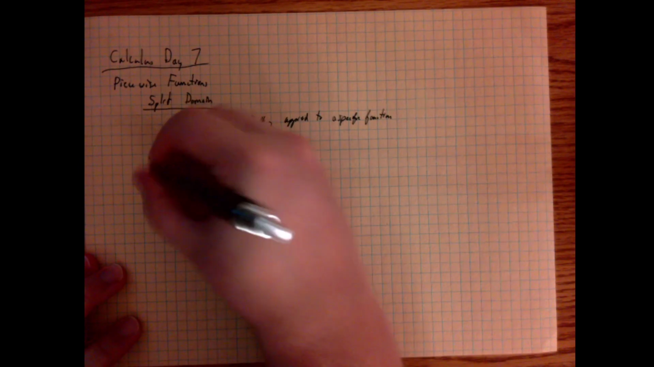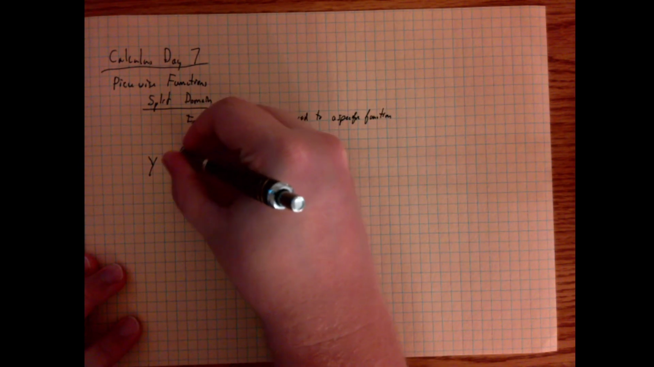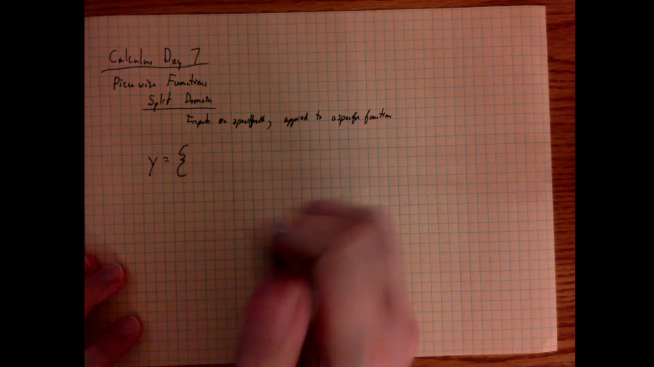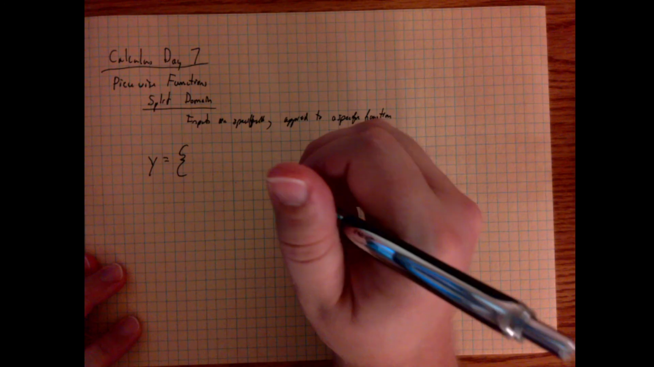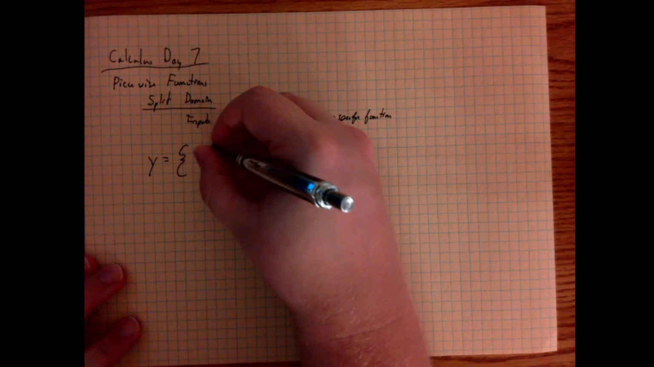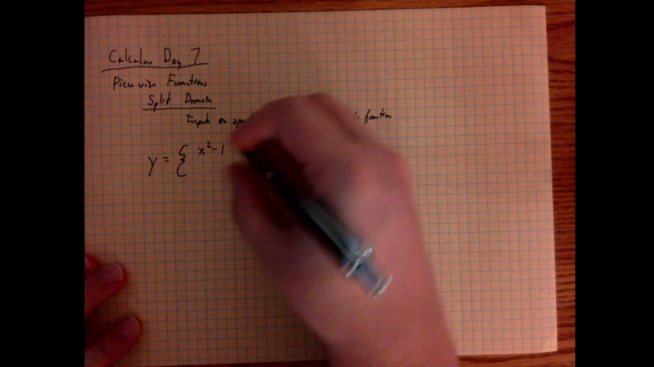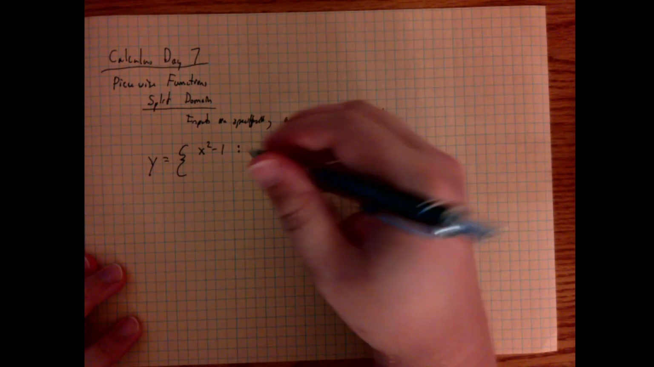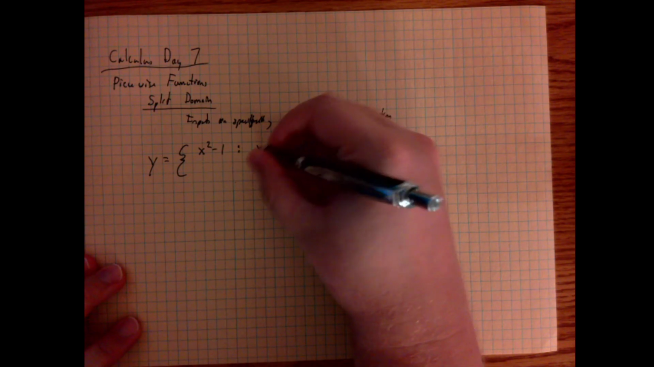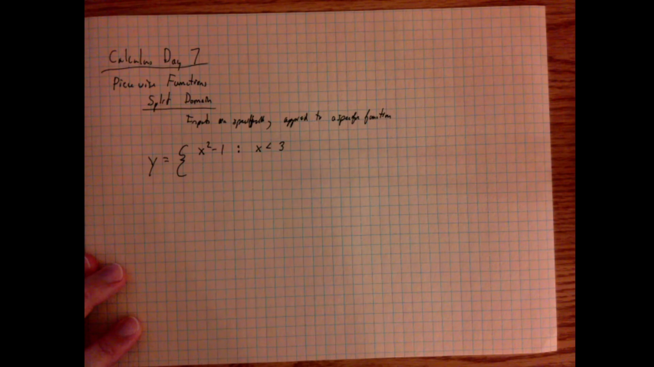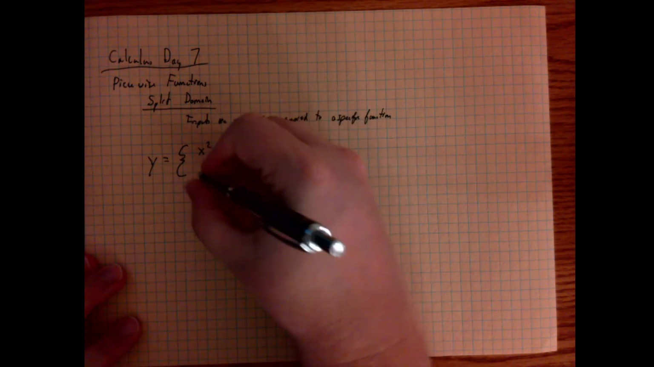So piecewise functions are often illustrated with the curly bracket. And the curly bracket is split into two components. The components need to contain two pieces of information. It needs to contain a function, so I'm going to say something like x squared minus 1. And it also needs to contain the domain you're looking at it for. Something like x is less than 3. And the other one could be something else.